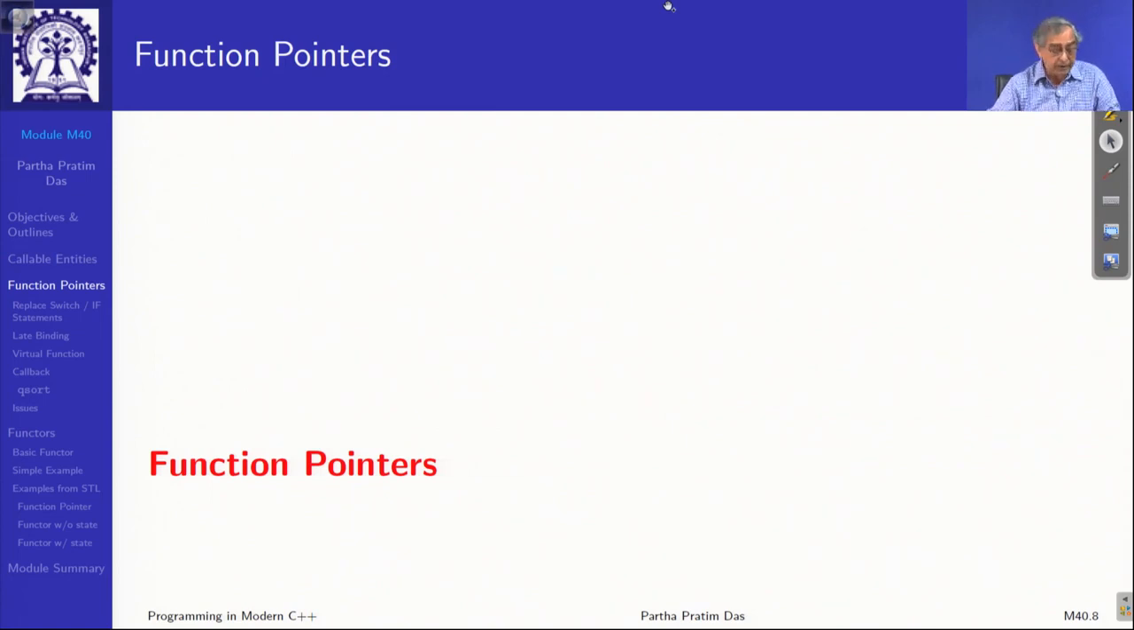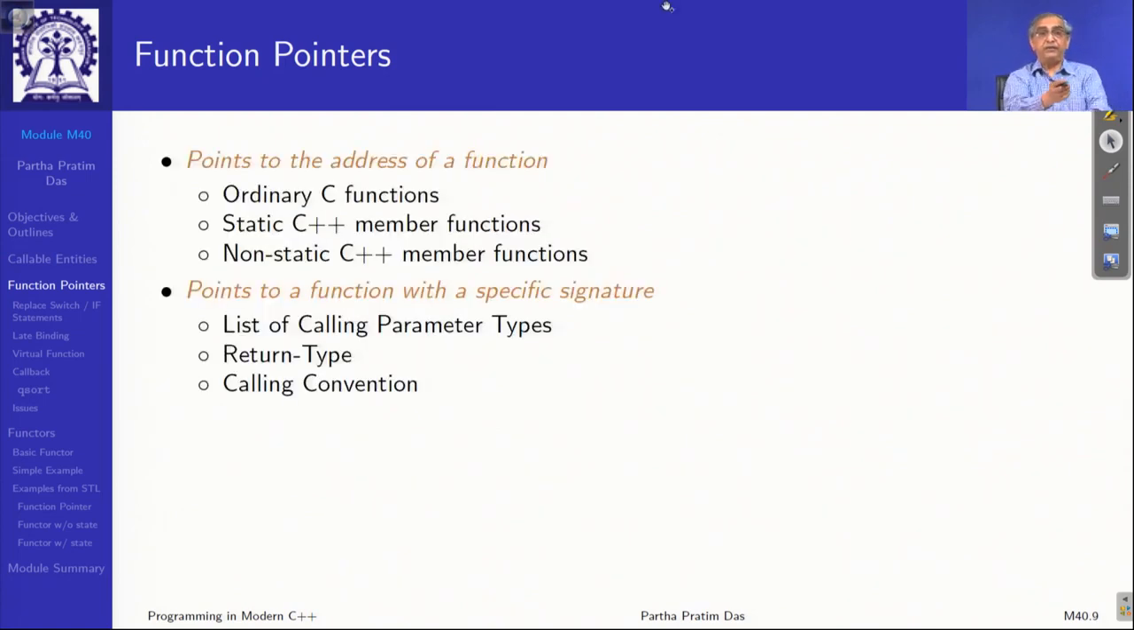So, first let us look at function pointers, which have a very similar behavior. What is a function pointer? We have already studied. It is an address of a function. It could be the address of an ordinary function, that is a C global function. It could be a static C++ member function, or a non-static C++ member function. So, these are the three categories that we have seen, leaving aside macros, which are more syntactically like a function, but not exactly a function because they do not go through the stack frame and all those protocols.